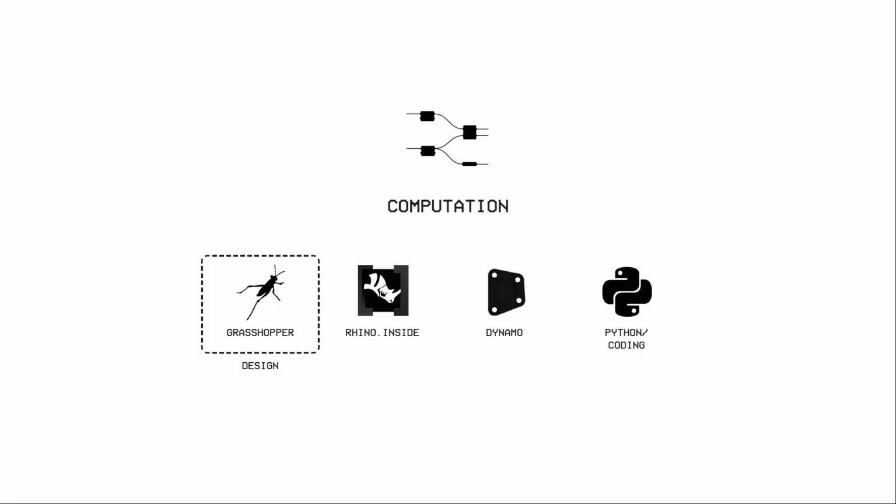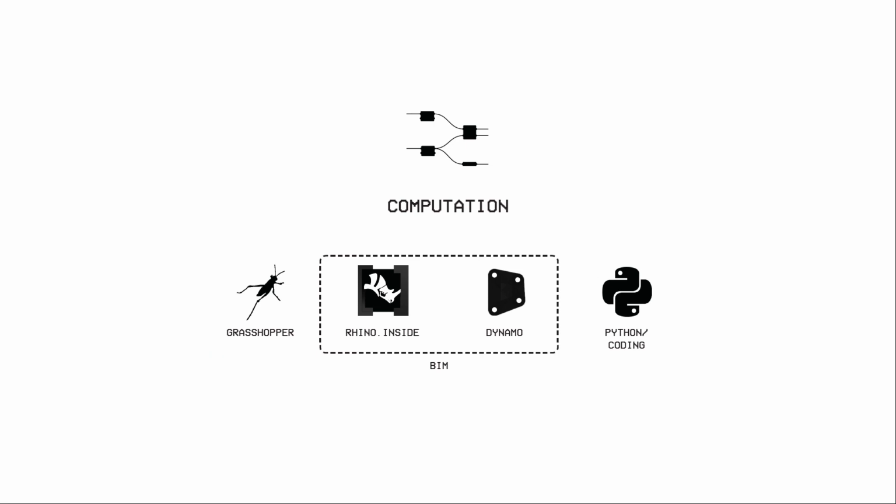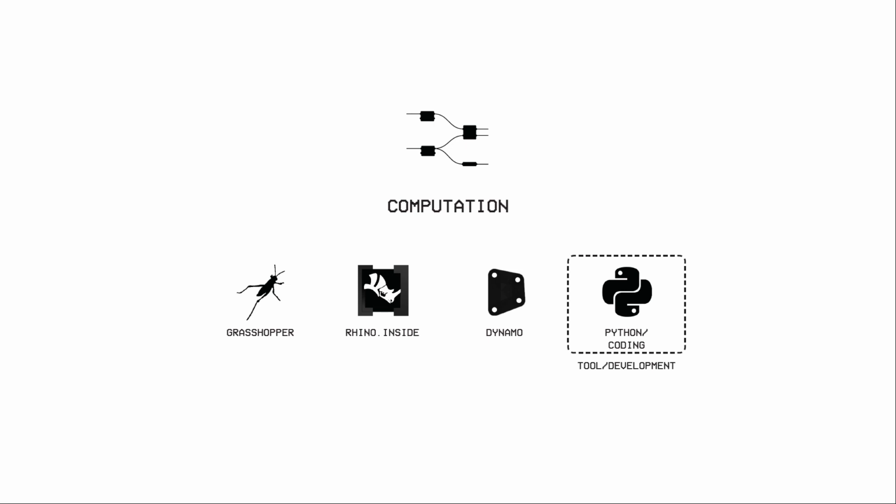So if you're more interested in design and you're a more design-based architect, Grasshopper, I would highly recommend to start to understand at least the basics of Grasshopper and what it can actually do. If you're more in the documentation stages and you're more interested in BIM, then Rhino Inside and Dynamo are going to be your computational tools of choice.